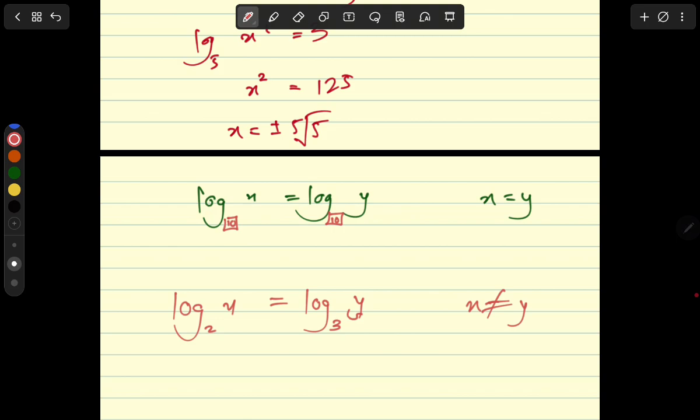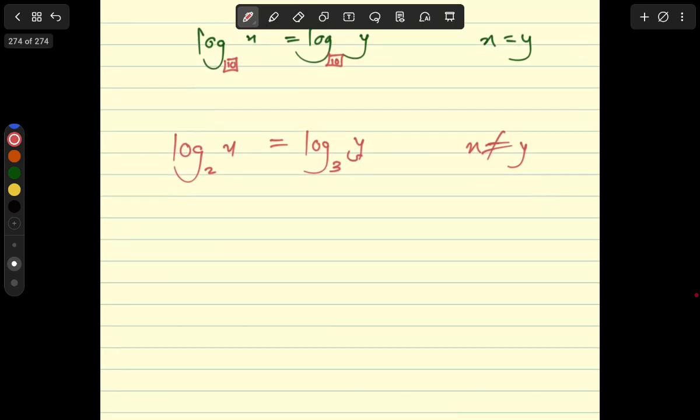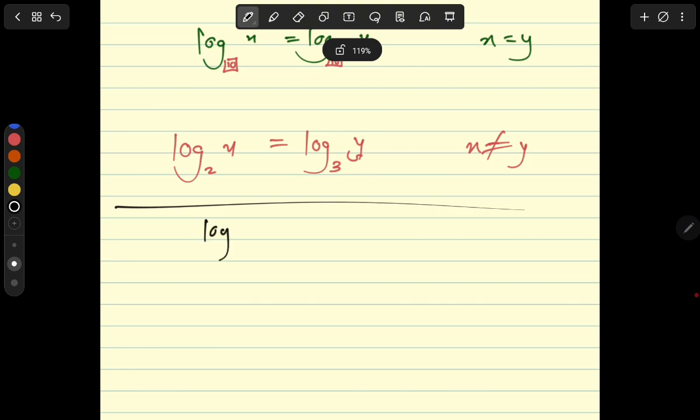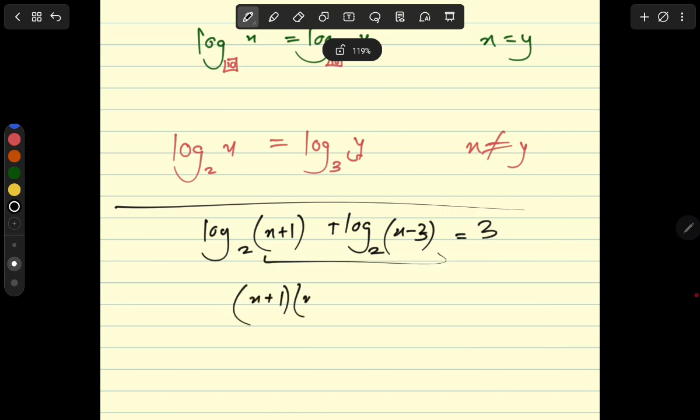Now, if we bring everything together now in Cambridge style, so this is going to look something like this. So log of x plus 1 base 2 plus log of x minus 3 base 2 is equal to 3. Now, what do we have to do first? We have to combine the logarithms first. So this becomes, because they are adding, so we are going to do this.